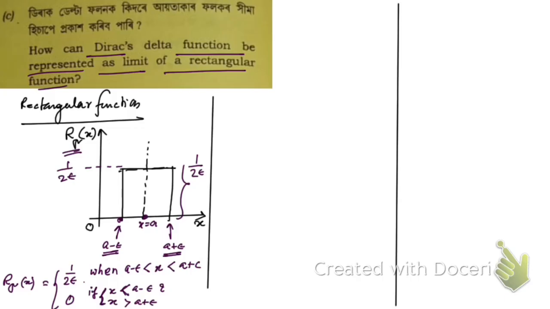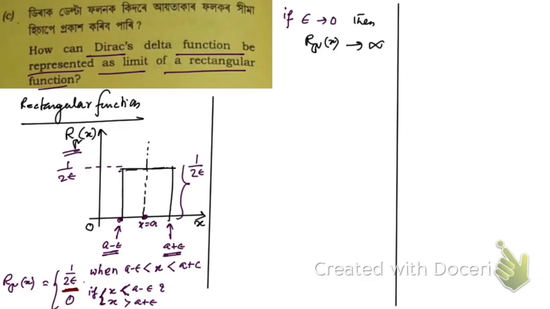Now you see here, if epsilon tends to 0, this is going to be 1 by 2 into 0. That means 1 by 0, which is going to be again infinity. So in that case, this function r sigma of x tends to infinity, right, when epsilon tends to 0.